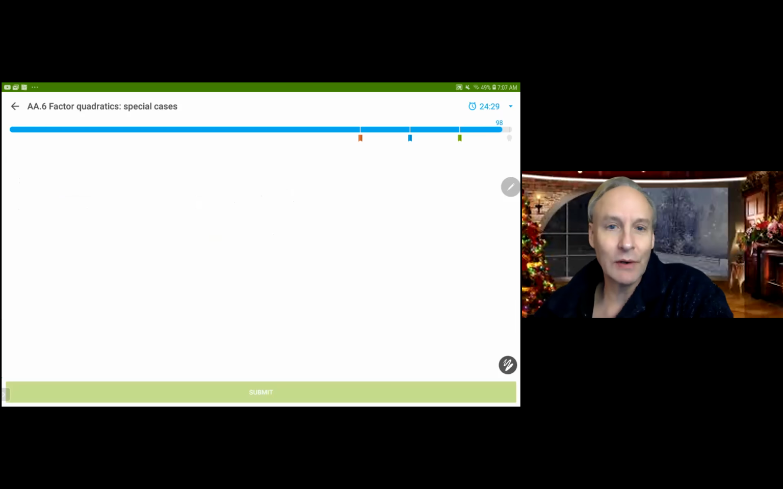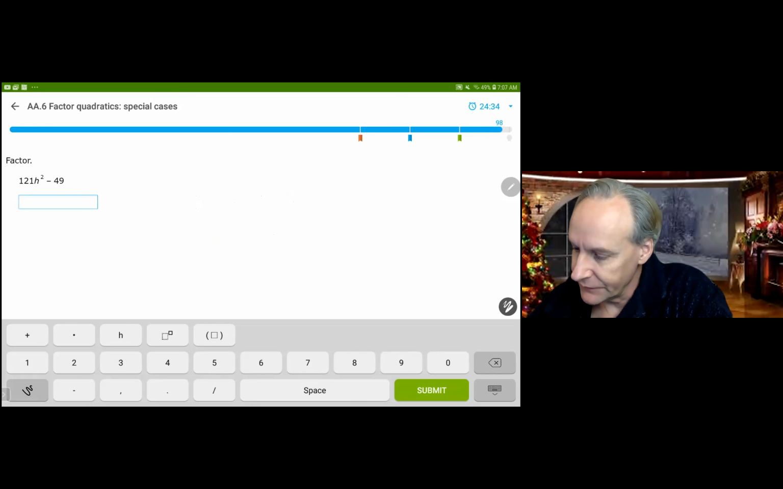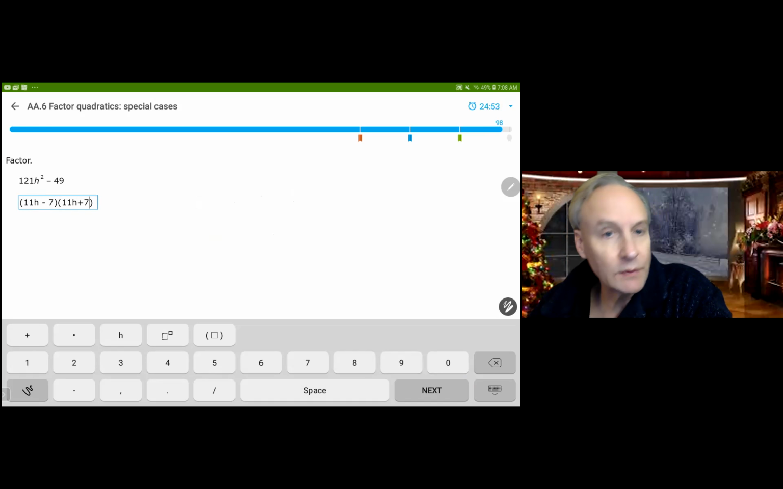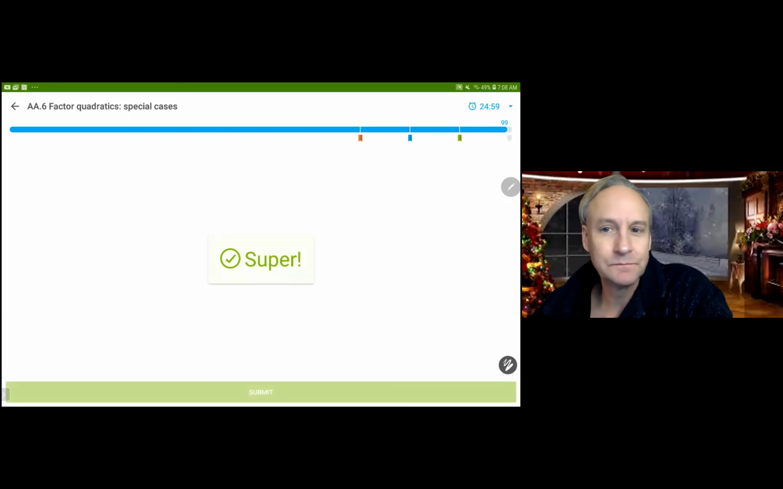And looks like we have 2 more. Dang, they really want us to work. All right. That's a difference of squares. Don't even need to mess with it. 7h. Oh, be careful. 11h, how about? Minus 7. And how about an 11h plus 7? And that is a difference of squares with 121h squared and a minus 49. Yep. And we have one last one.